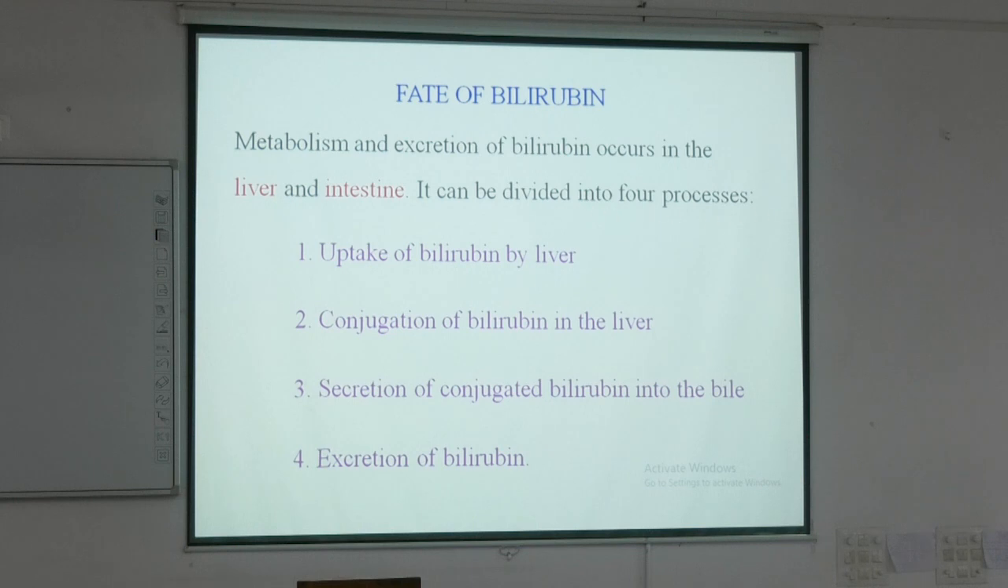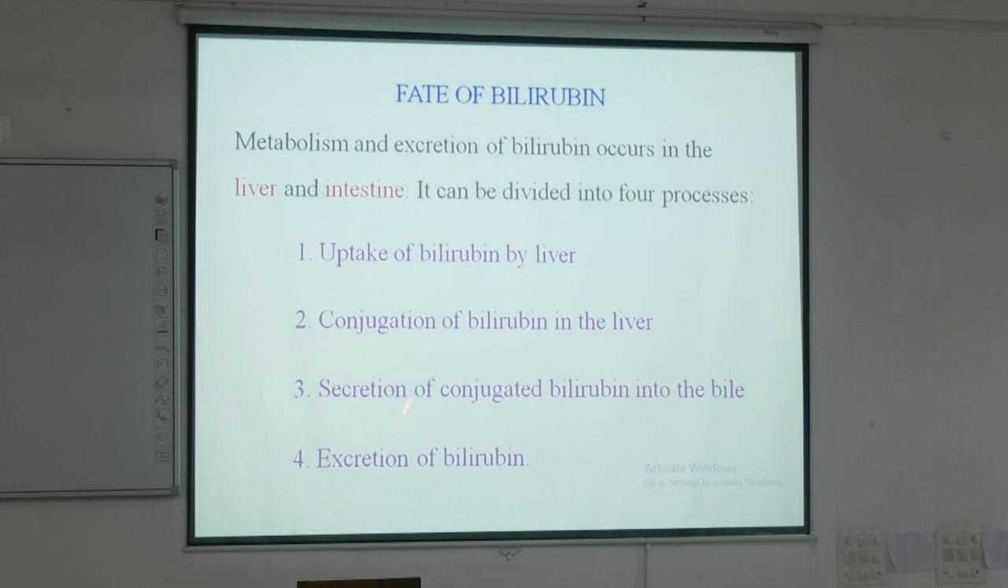Students, the degradation of heme is divided into four metabolic pathways, four steps. The first one is uptake of bilirubin by the liver. Because you already know this bilirubin which is made is called unconjugated bilirubin, and it is toxic. So for the transportation of this bilirubin, it forms a conjugation with the albumin protein.